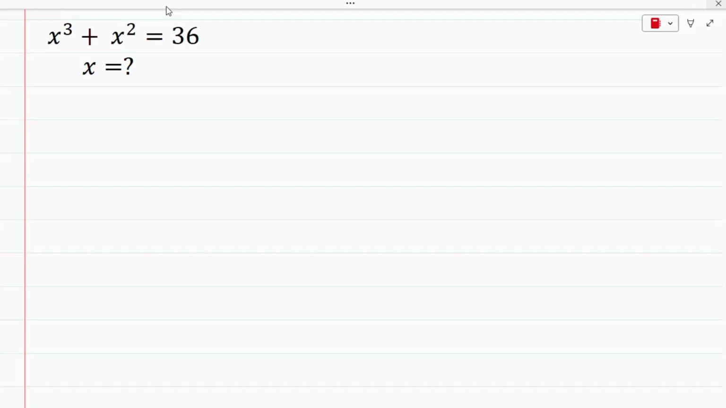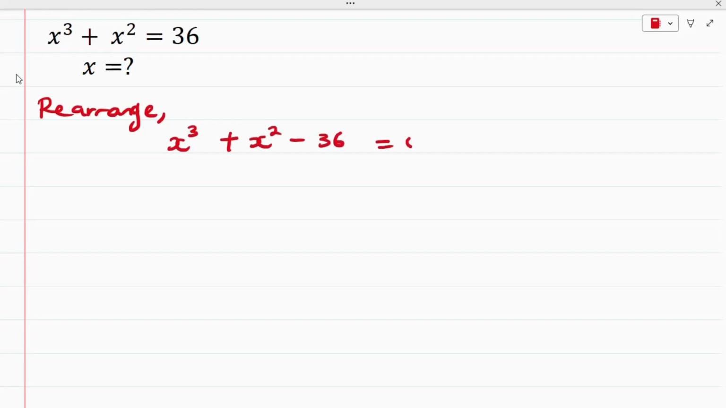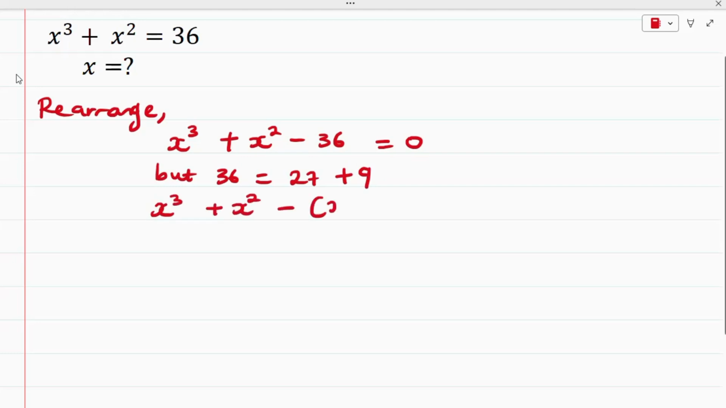So right here we have this nice algebra math problem and we are to solve for the value of x. So alright guys, the first thing we want to do is to simply rearrange and set this equation to 0. So we have x raised to the power of 3 plus x squared minus 36 equals 0. But 36 can be expressed as 27 plus 9. So we have x raised to the power of 3 plus x squared minus (27 plus 9) equals 0.